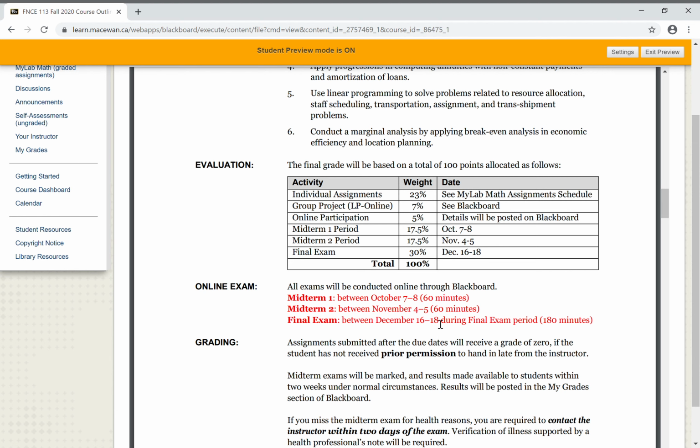Now, all these exams will be conducted through Blackboard. And we'll talk more about the exams later in the term, and I'll show you what the chapters are that will be covered for each of these exams.